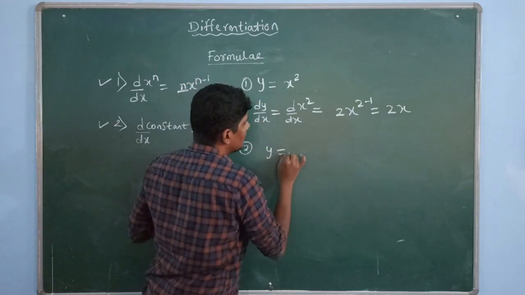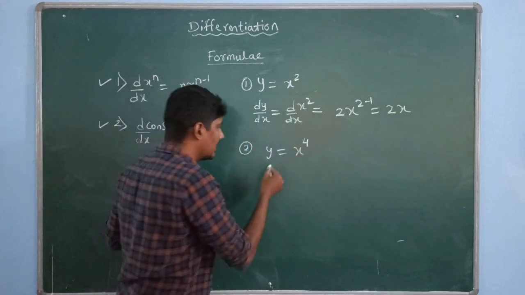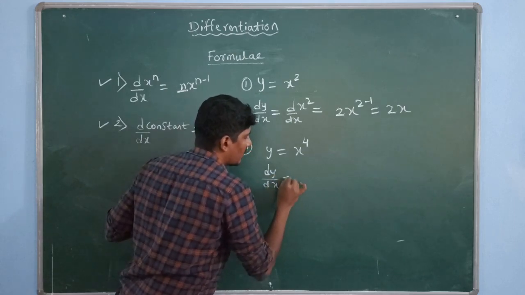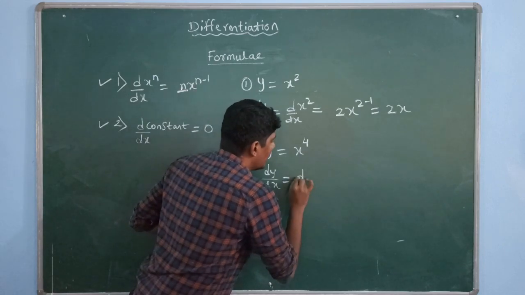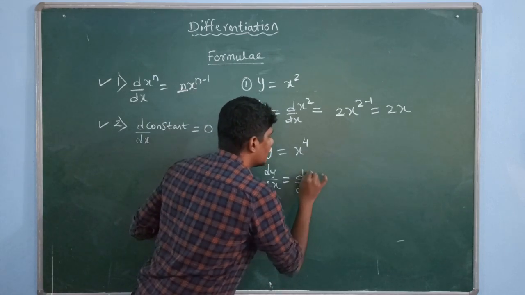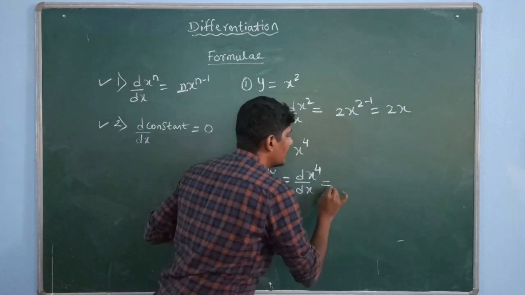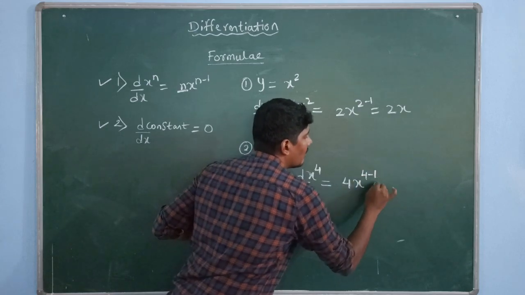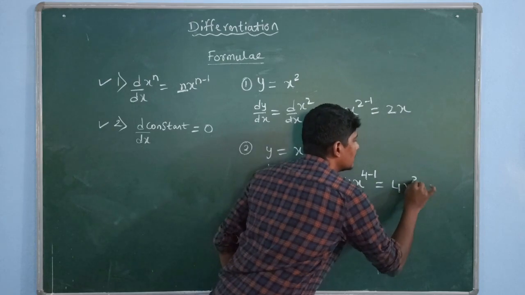y equals x raised to 4. Let's try this one. Again, it is very simple. Differentiation of y with respect to x, dy by dx equals differentiation of x raised to 4. So use the formula: 4 x raised to 4 minus 1, that equals 4 x raised to 3.